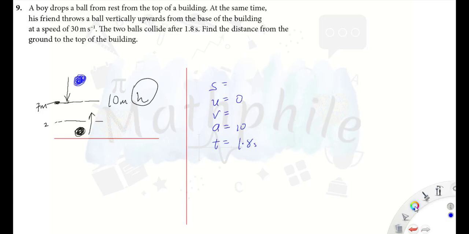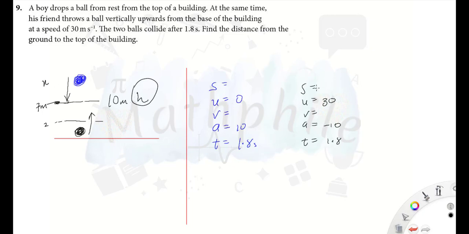Let's set up the Suvat for the black one. I think we've got three values over there. The speed of projection was 30. It's going upwards, so the acceleration is negative. The time is 1.8. If the blue ball has traveled X meters, the black ball would have traveled how many meters?